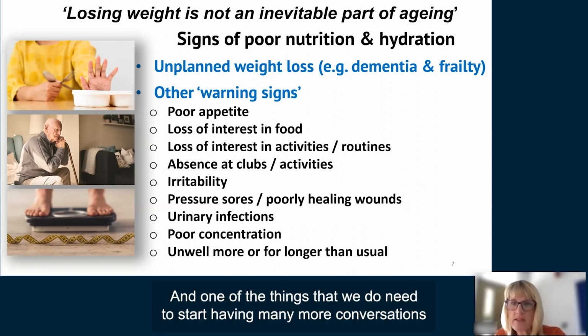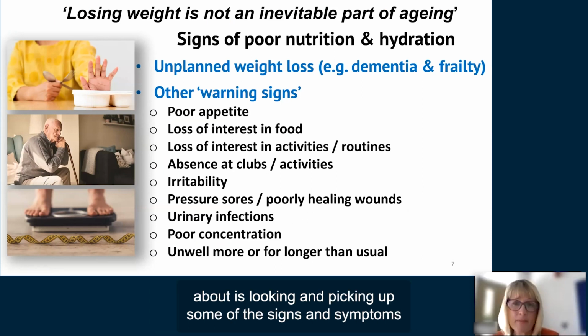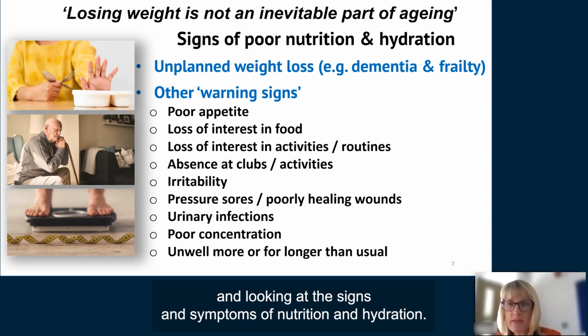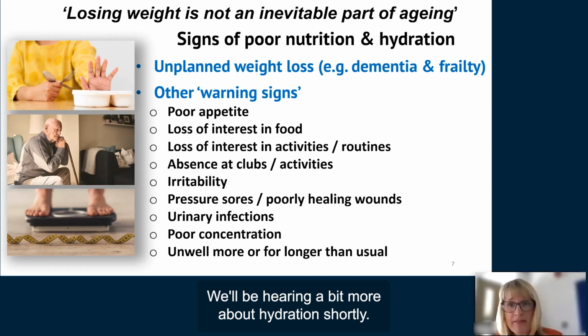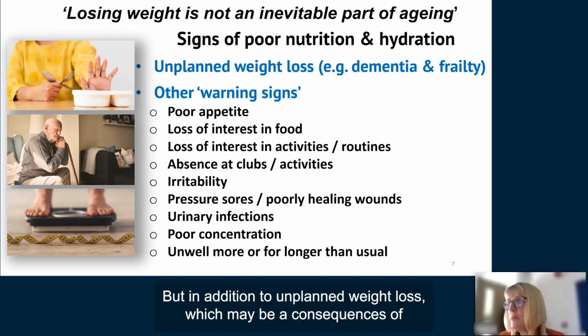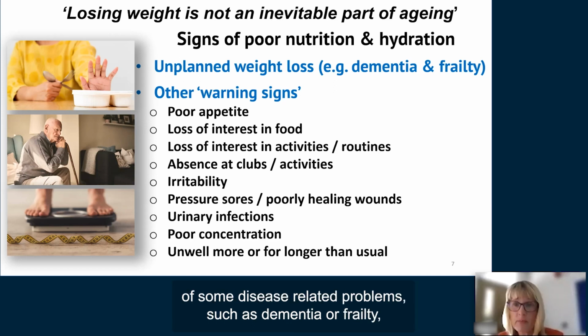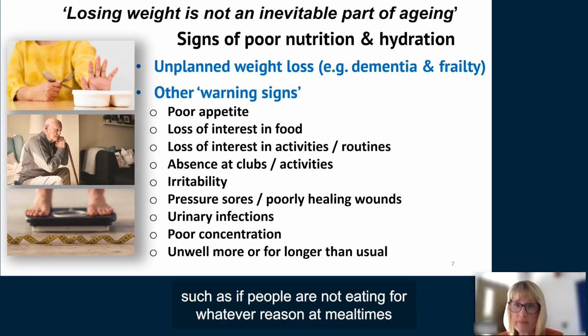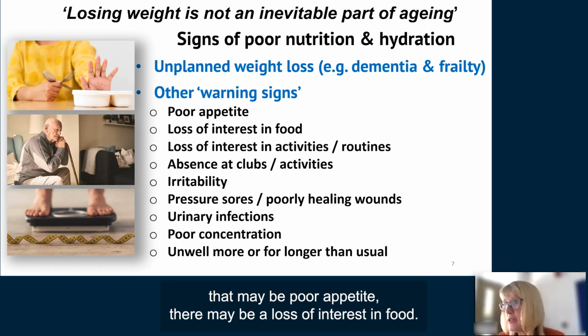One of the things we need to start having many more conversations about is picking up some of the signs and symptoms of unplanned weight loss, and looking at the signs and symptoms of nutrition and hydration, and we'll be hearing a bit more about hydration shortly. But in addition to unplanned weight loss, which may be a consequence of some disease-related problems such as dementia or frailty, there are other key warning signs, such as if people are not eating at meal times for whatever reason, there may be poor appetite, there may be a loss of interest in food.